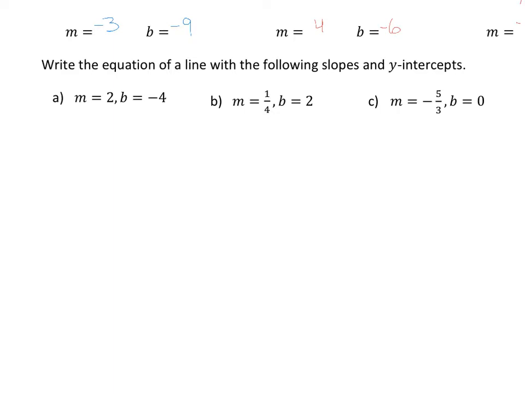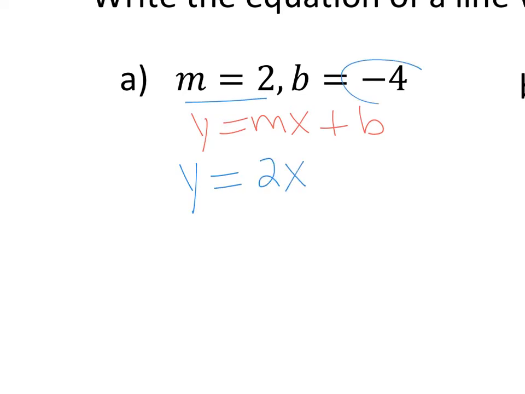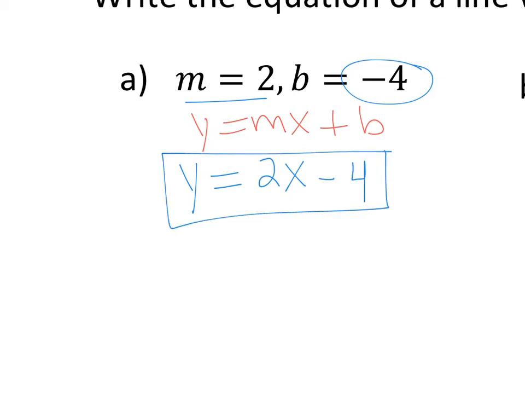Write the equation of a line with the following slopes and y-intercepts. Now we're going to go backwards. We're given a slope and y-intercept, and we need to write an equation. Remember, our equations in slope-intercept form are y equals mx plus b. All we're doing here is replacing our m and b values. So y equals, m is 2, so 2x, b is negative 4, so minus 4. It's as simple as that.